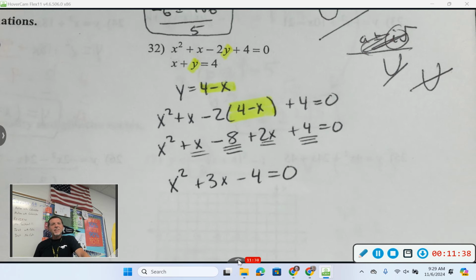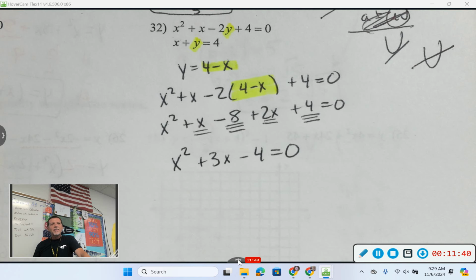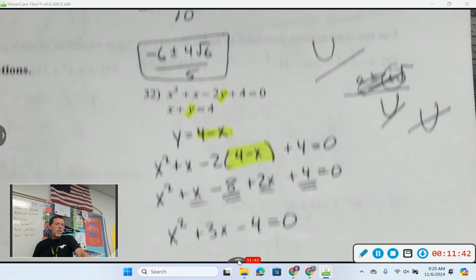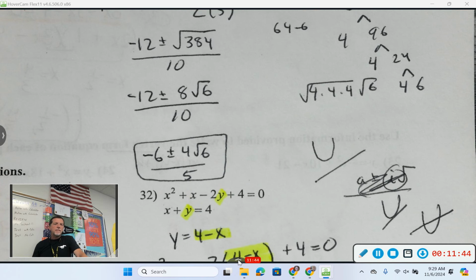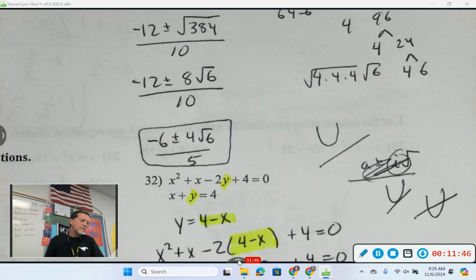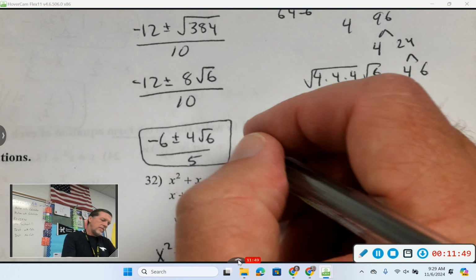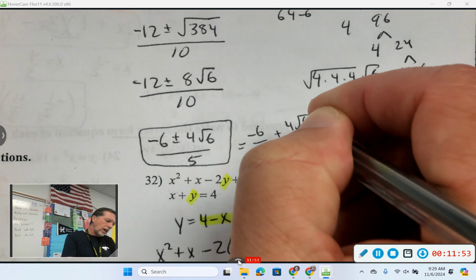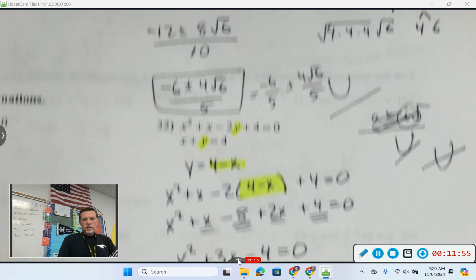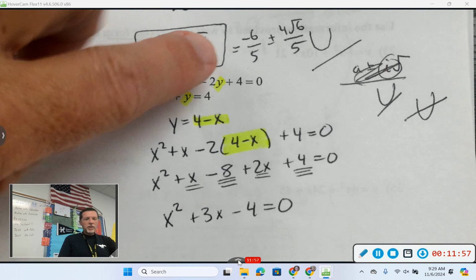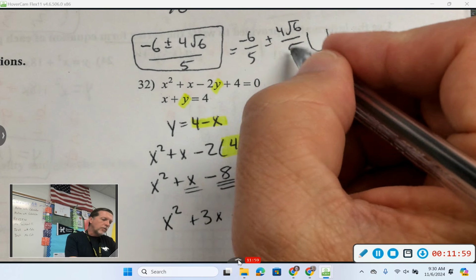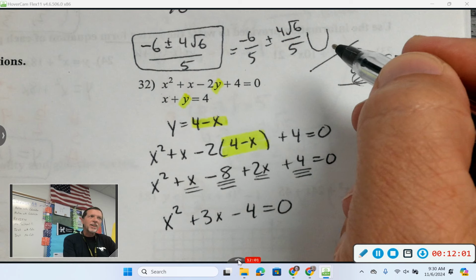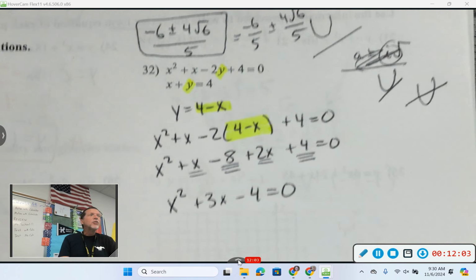I know this is not listed with this one, but for number 30, negative 6 over 5 plus or minus 4 radical 6 over 5 do the same thing. Yep. If you split it up, that's okay. Just be careful, if you split it up, then you might have to further simplify if they will simplify individually.